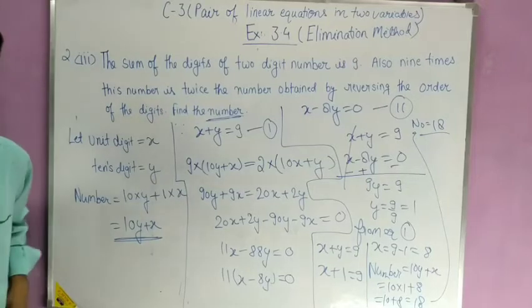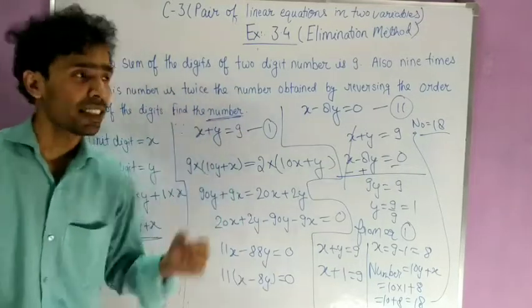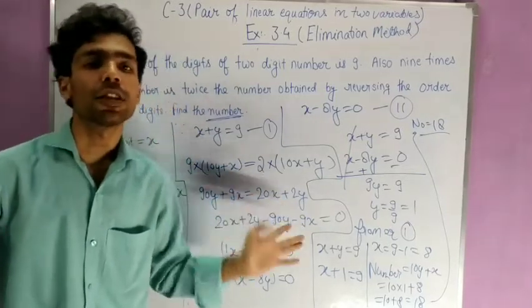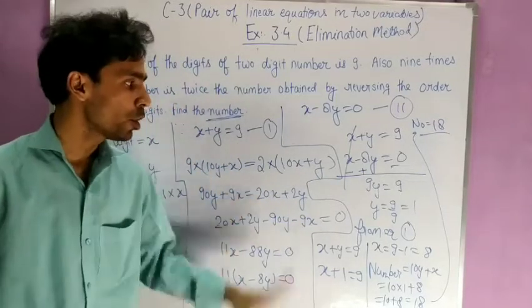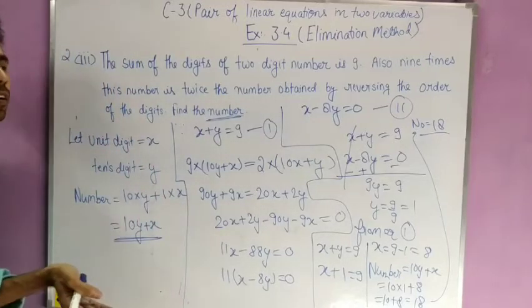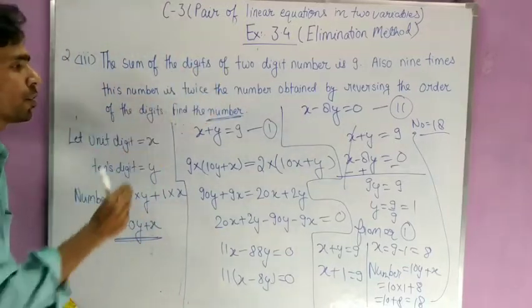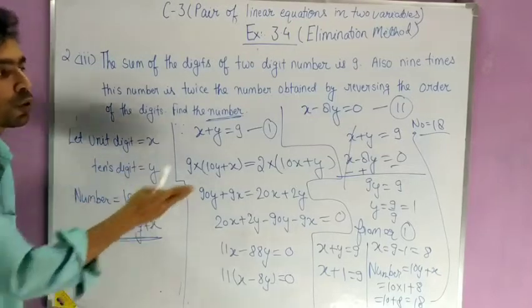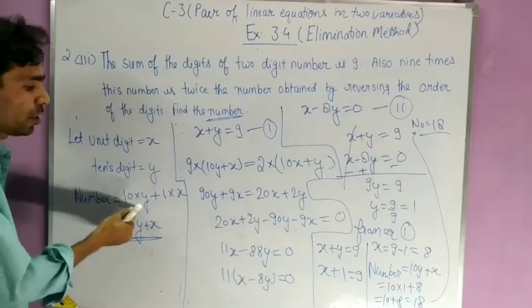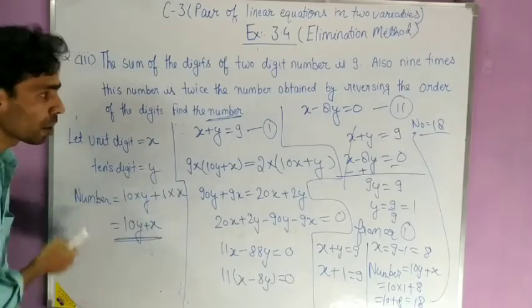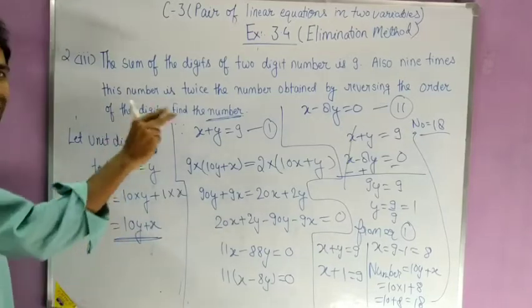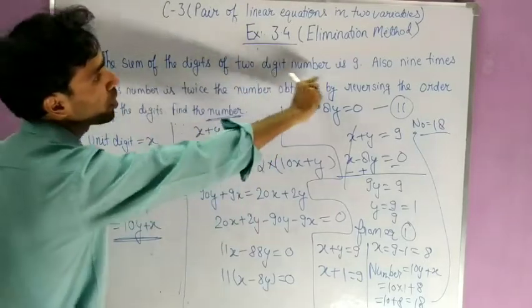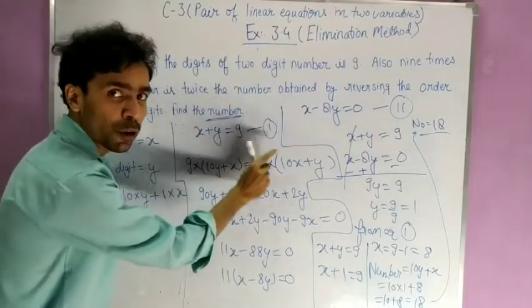So this is the method to solve this type of question. It is a very important question, and this type of question comes in alternate years. Whenever this type of question comes, first you assume the unit place, then the tens place, then write the number according to the format, that is 10 into y plus 1 into x, this is the original number. After that, whatever the statements say, make the equations. The sum of the digits of the two-digit number is 9, so x plus y equal to 9.